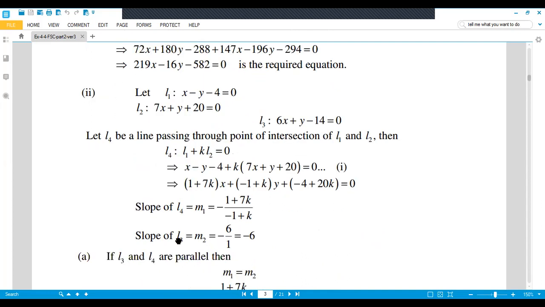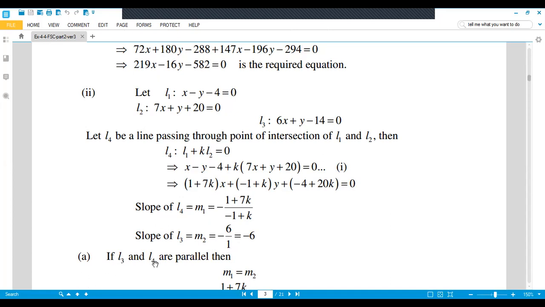Then the slope of L3 you will get is minus 6 over 1, because minus b over a, so sorry, minus a over b, so 6 over 1. If the equation of a line is given and you have to find the slope, it will be minus the coefficient of x divided by the coefficient of y. So minus 6 over 1.